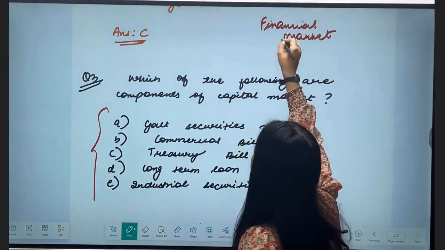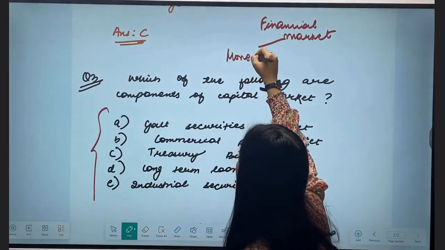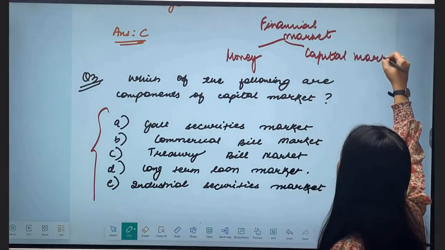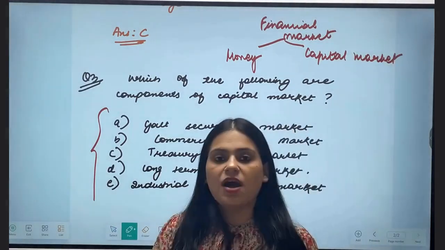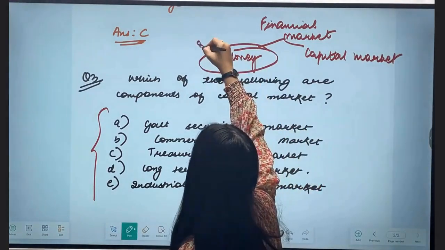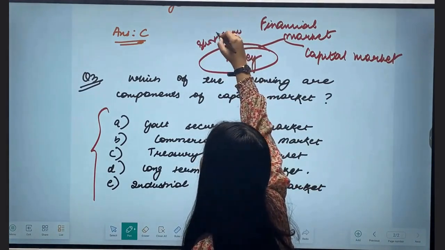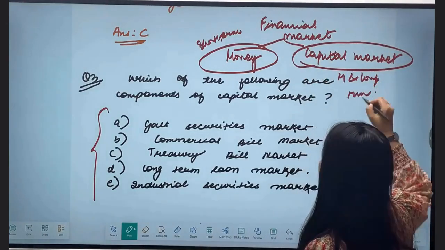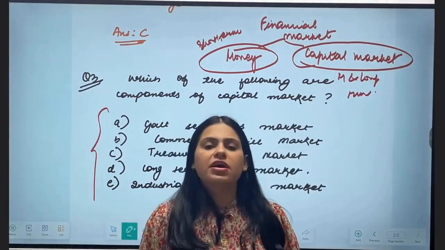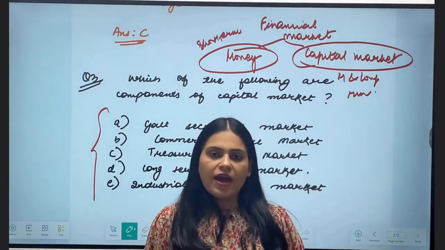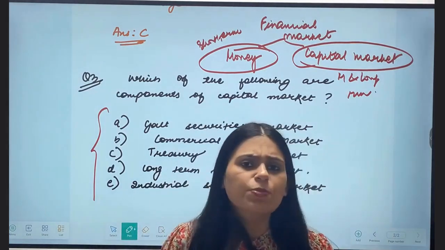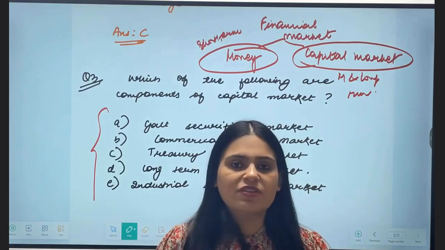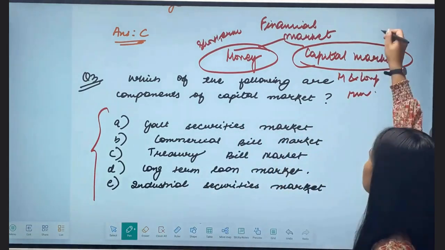financial market can be divided in 2 parts: money market, capital market. Money market is a market which is the short-term market, maximum up to 1 year. Capital market is a market which is medium and long-run market. So when firms need money for long-run purpose, like I need money to buy machine, I won't be able to repay within 1 year. I need money for factory, I won't be able to repay within 1 year. Then I will be approaching the capital market.